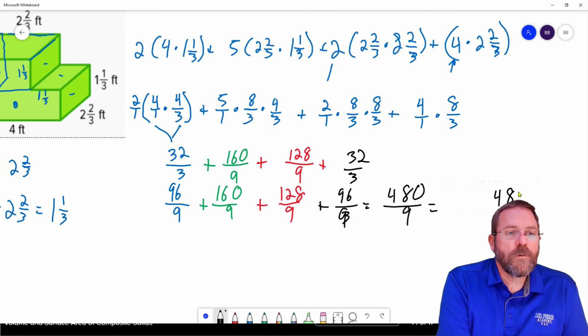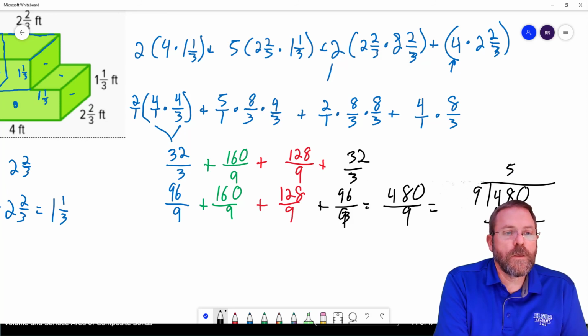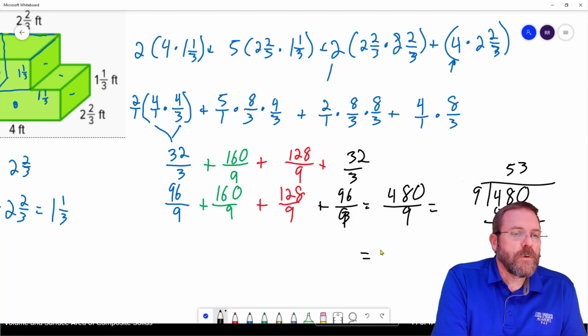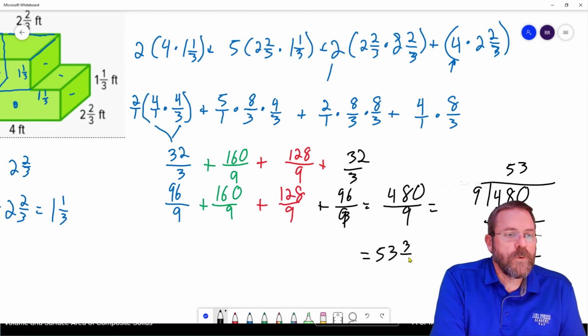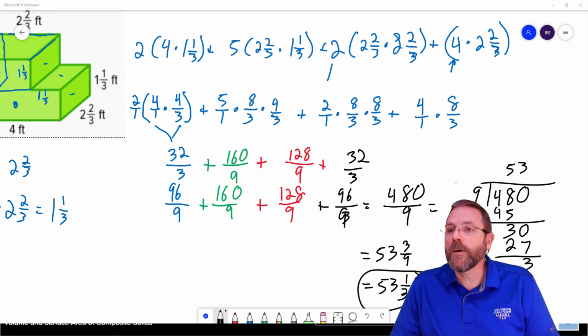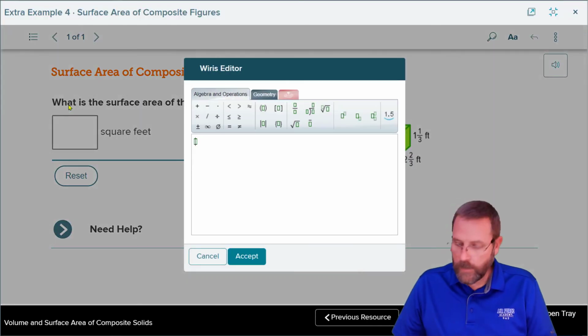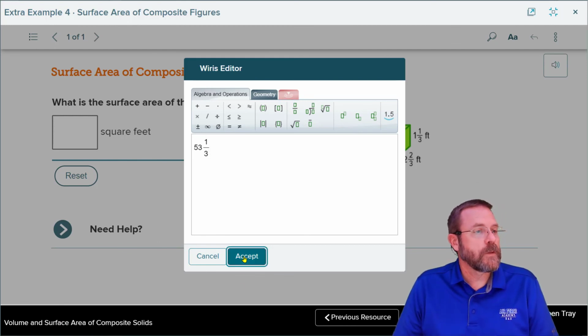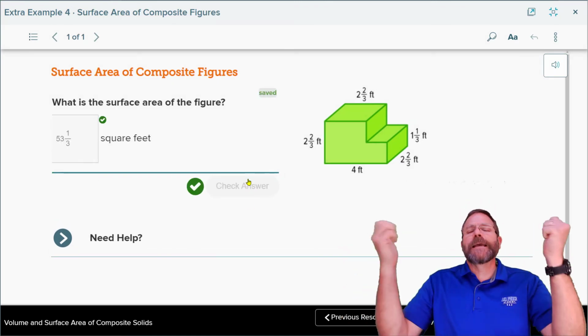So I'm going to take my 480 and divide it by 9. 9 goes into 48 5 times. 5 times 9 is 45. 3 left over, bring down the 0. It's going to go into that 3 times, which is 27, with 3 left over as well. So my answer is going to be 53 and 3/9, which is also known as 53 and 1/3. Fingers crossed we get it right. We're going to jump back over here, type it in. 53 fraction 1/3, accept and check, and yes, we got it.